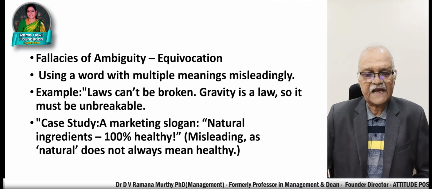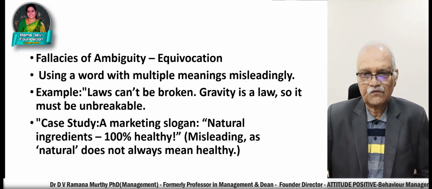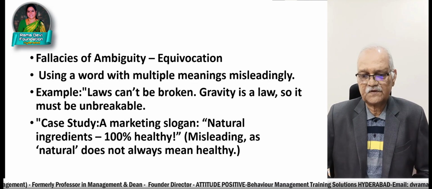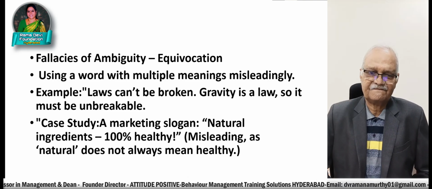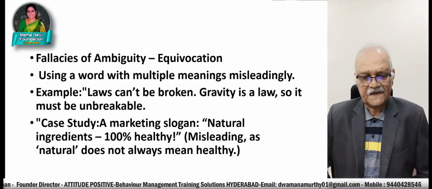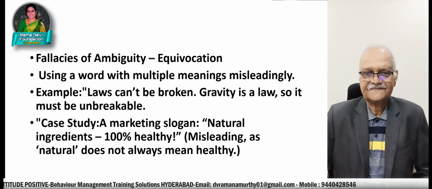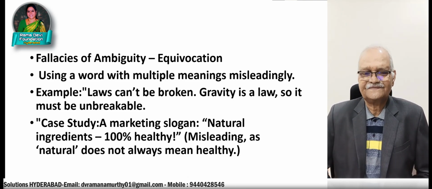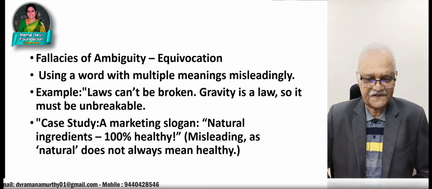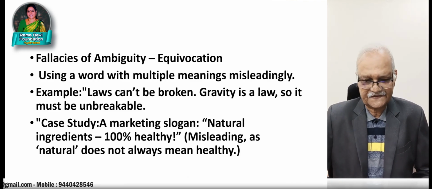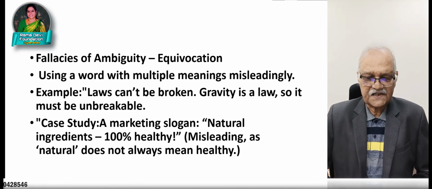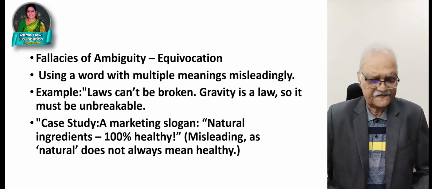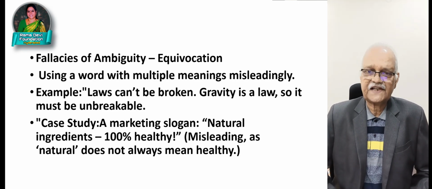Next is fallacy of ambiguity, equivocation, that is using a word with multiple meanings misleadingly. For example, laws cannot be broken. Gravity is a law, so it must be unbreakable. Another case in point is a marketing slogan that says: natural ingredients, 100% healthy. This is a misleading claim, as natural does not always mean healthy.